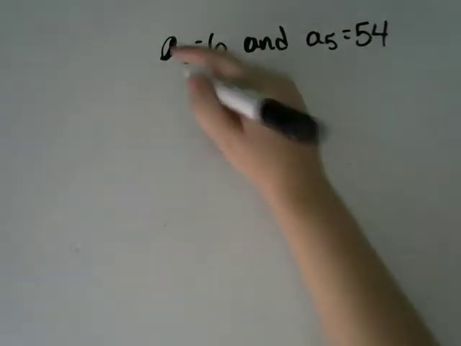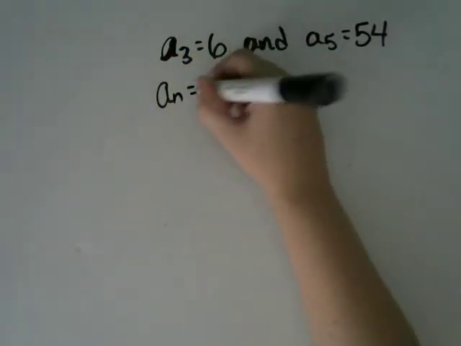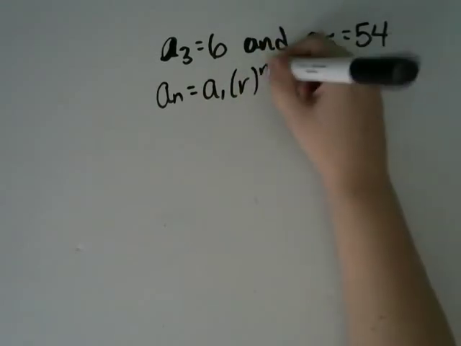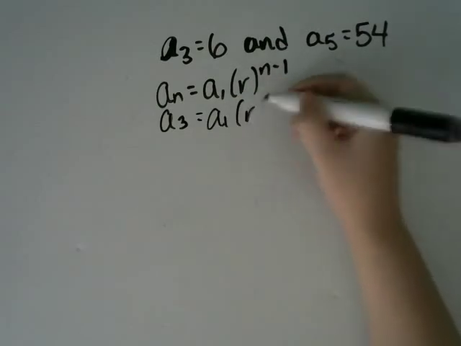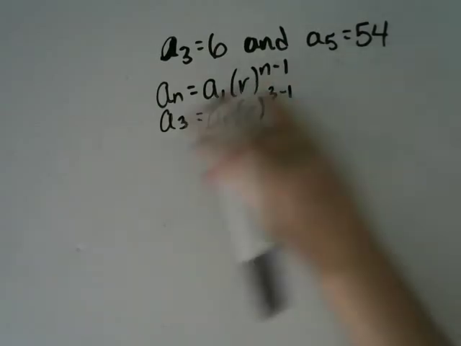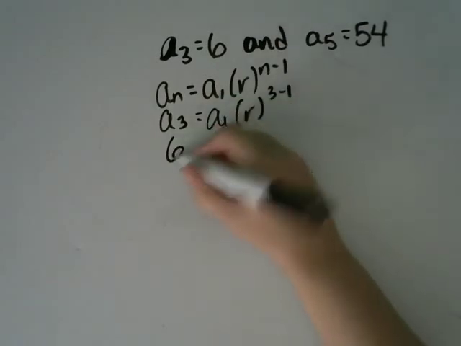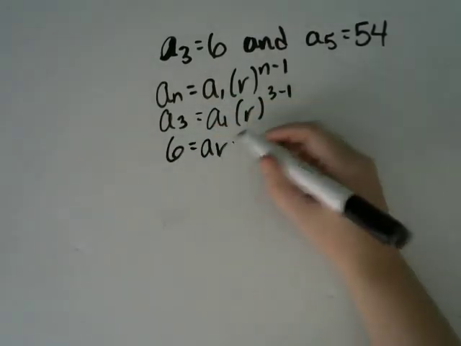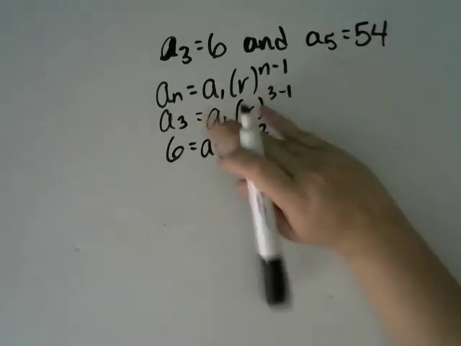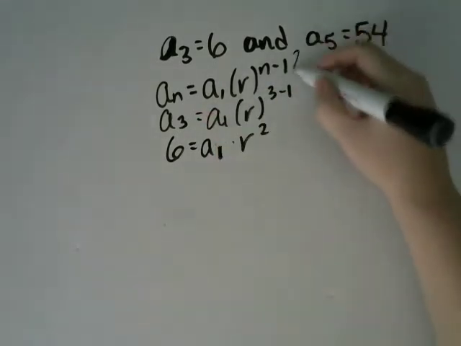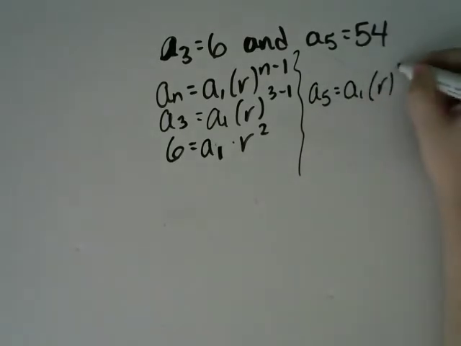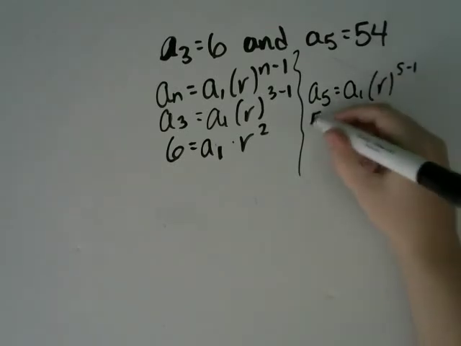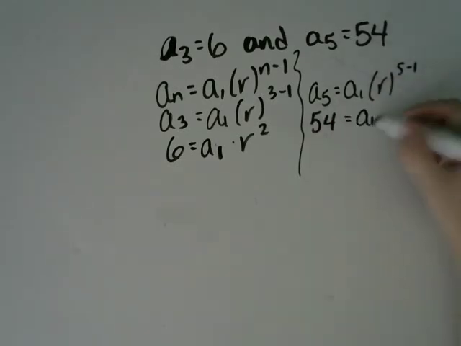So let's set up our equation. a_n equals a1 r to the n minus 1. This is going to be a3 equals a1 r to the 3 minus 1. a3 is equal to 6, so I get 6 equals a1 times r squared. On the other side, I get a5 is equal to a1 r to the 5 minus 1, which is 54 equals a1 times r to the 4th.